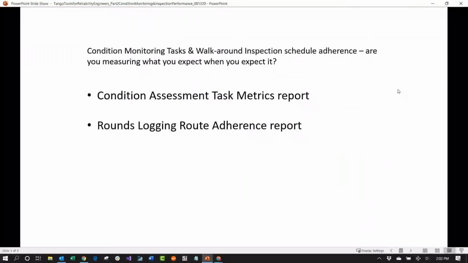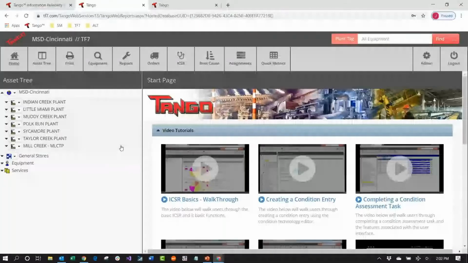So in the first compartment of schedule adherence, we're going to cover the 2 areas of condition task assessment metric and task adherence, and then separately we're going to look at rounds logging route adherence. To do that, I'm going to go to a database that one of our customers has given us permission to use. It's Municipal Sewer District in Cincinnati. To look at the condition task metrics, you'll go to the services area at the bottom of the tree on the left-hand side of the screen. The report is called Condition Assessment Task Metrics.